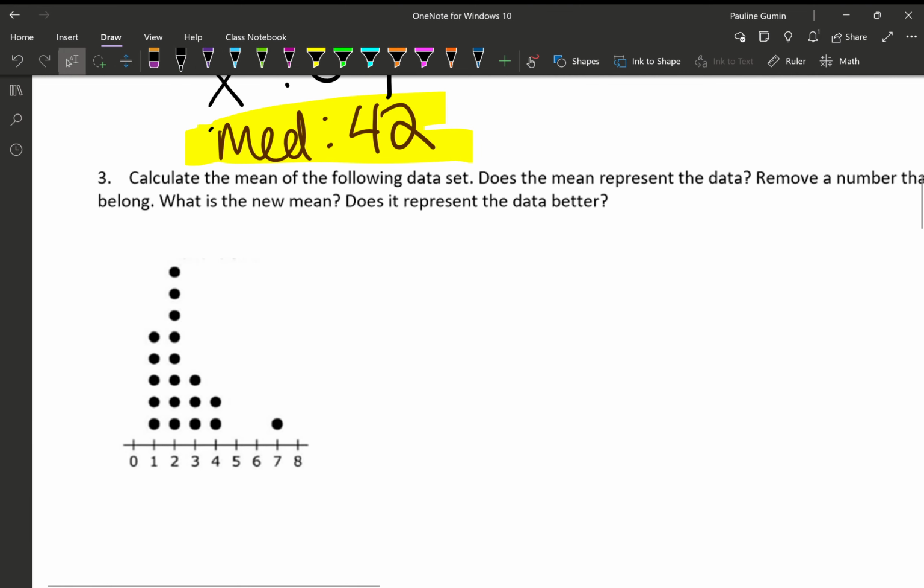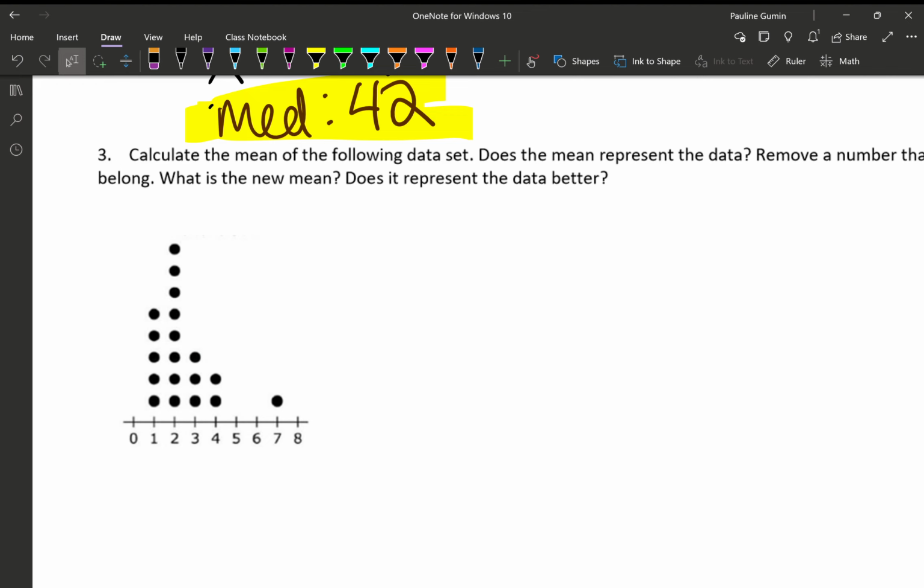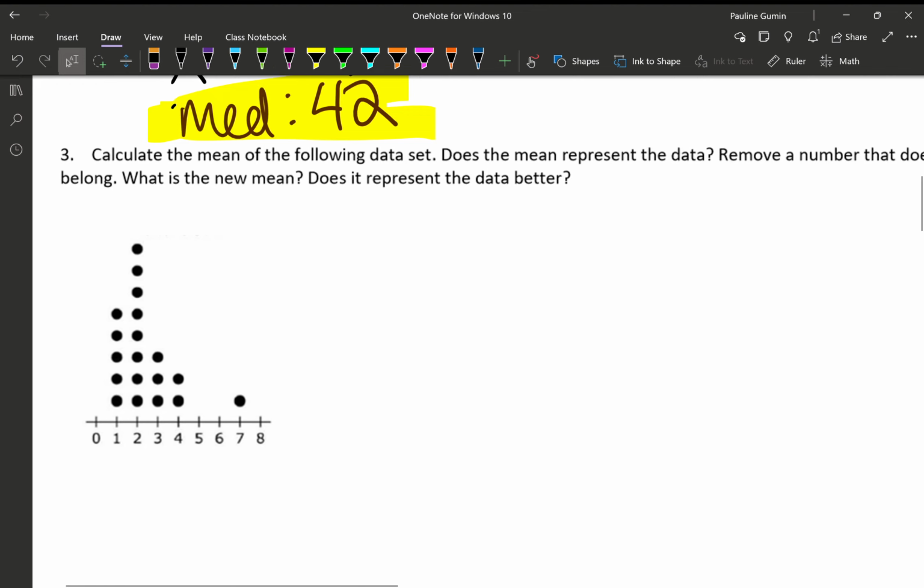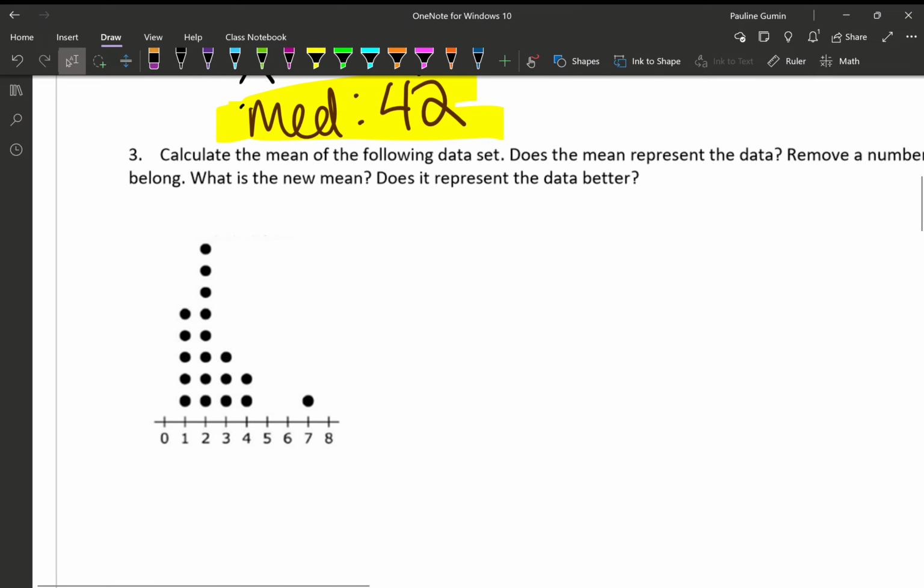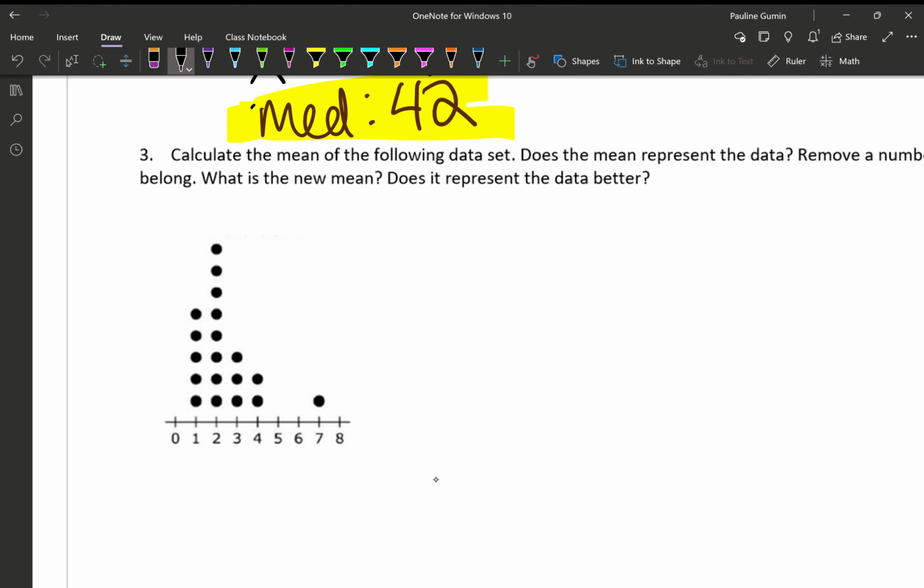Number three, calculate the mean of the following data set. What does the mean represent? Remove a number that doesn't belong. What's the new mean? Does it represent the data better? Well, let's see. In my calculator, I'm going to do 1 plus 1 plus 1 plus 1 plus 1, because there's 5 ones. And then I'll add 2 plus 2 plus 2 plus 2 plus 2 plus 2 plus 2. And then plus 3 plus 3 plus 3, 4, 4, and 7.